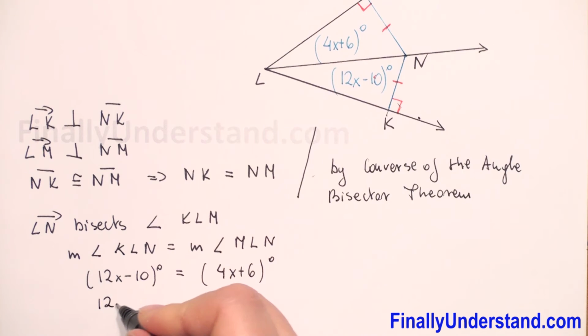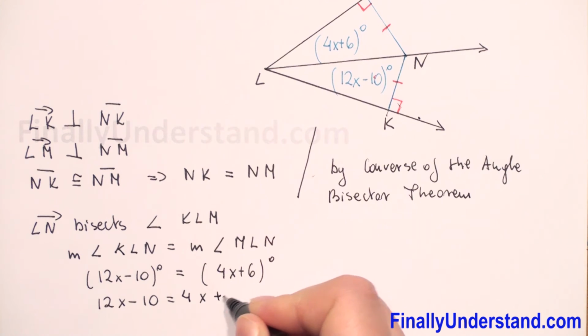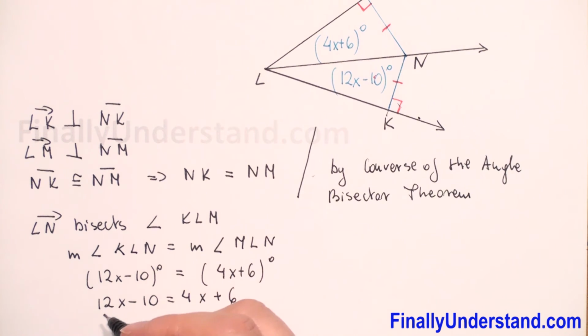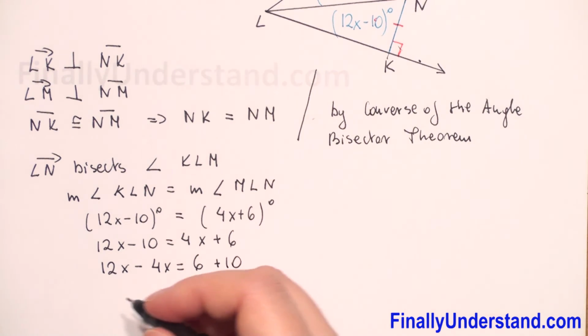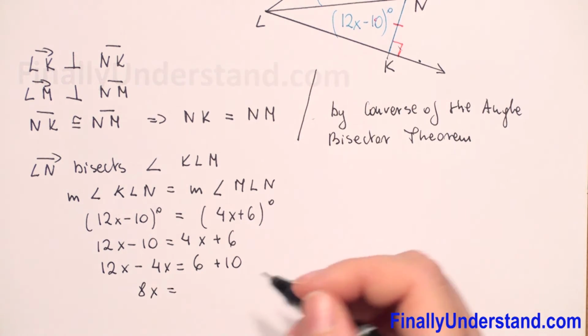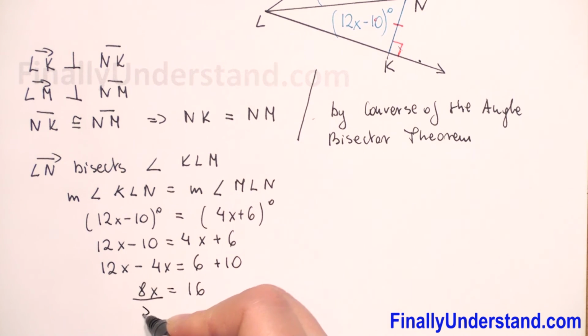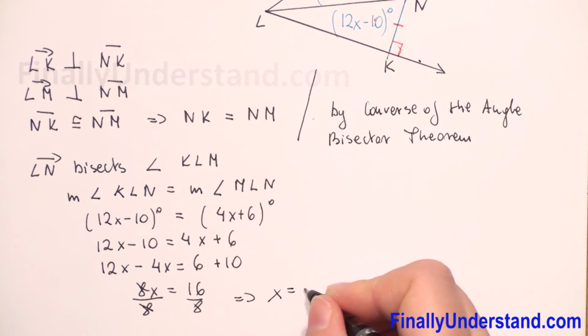So we have 12x minus 10 is equal to 4x plus 6. Now I will move 4x to the left side, so we will have 12x minus 4x is equal to 6, and negative 10 I will move to the right side, so it will be plus 10. 12 minus 4 is 8x, which is equal to 16. Now I will divide both sides by 8. 8 and 8 we can reduce, and we have that x is equal to 2.